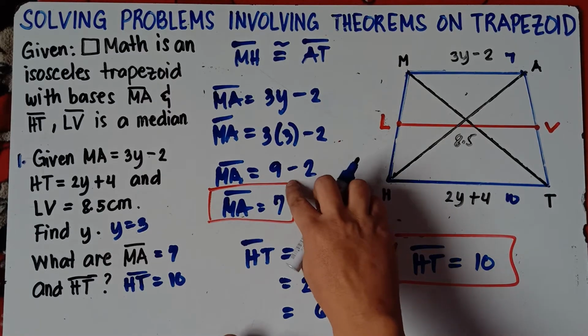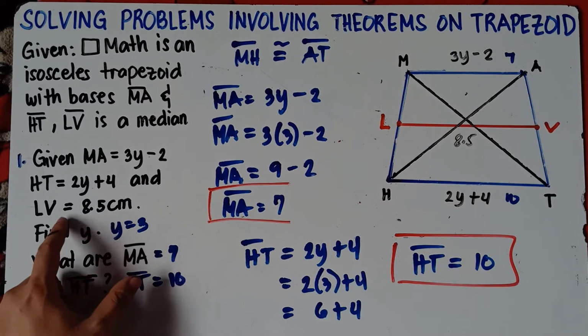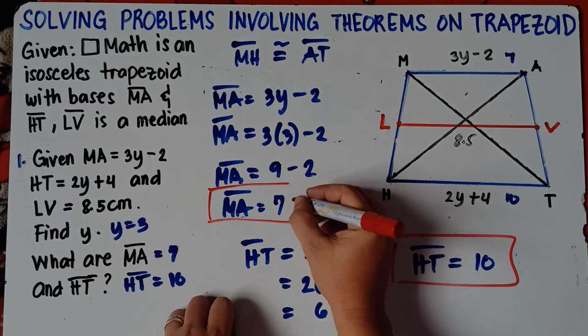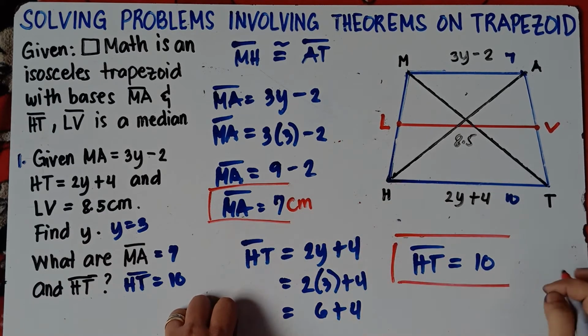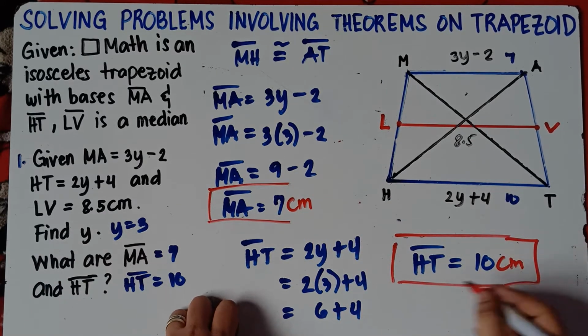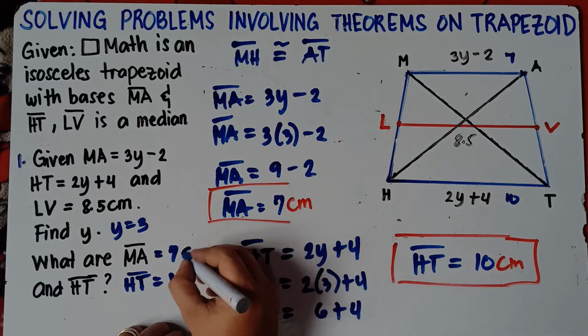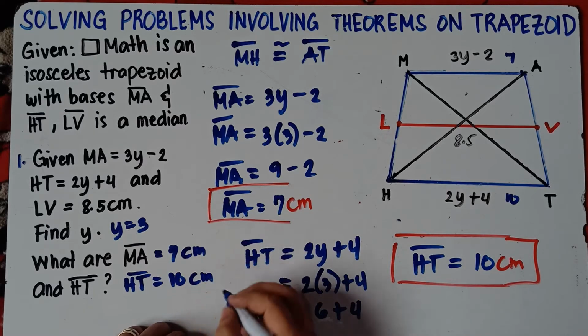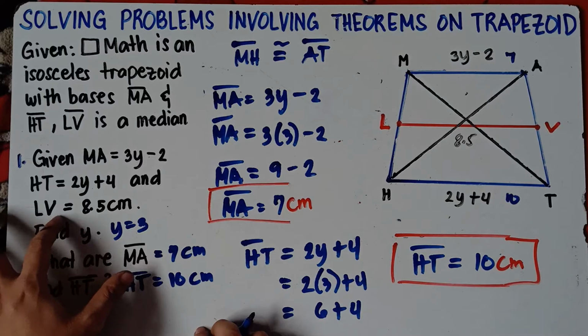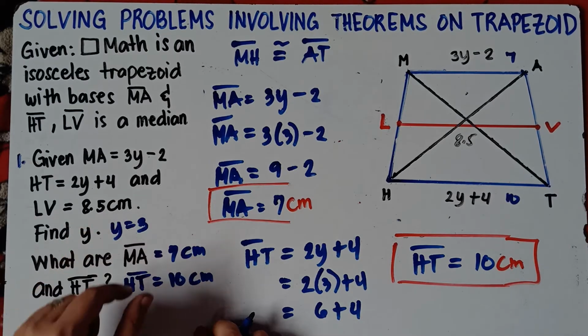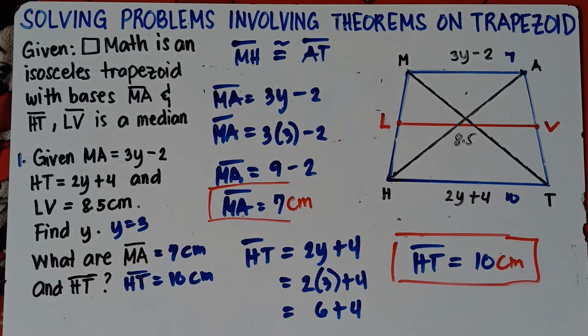Once again, we can put the units, centimeter, because it says LV is 8.5 centimeter. So this is 7 centimeter and 10 centimeter. Do not forget the units, class, because our given LV says 8.5 centimeter. All set for number 1.